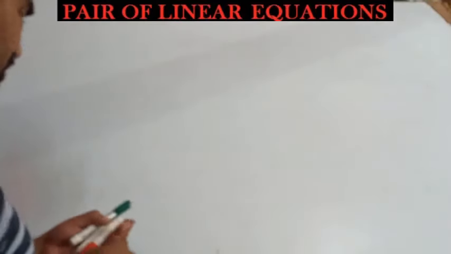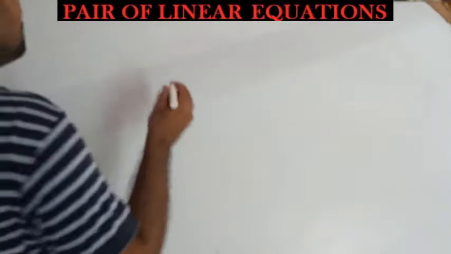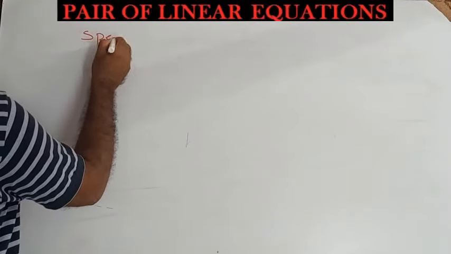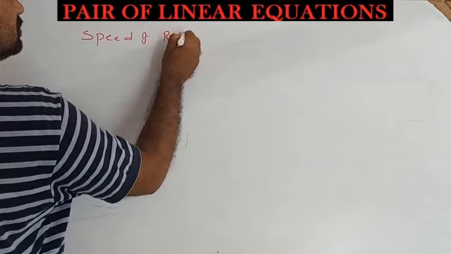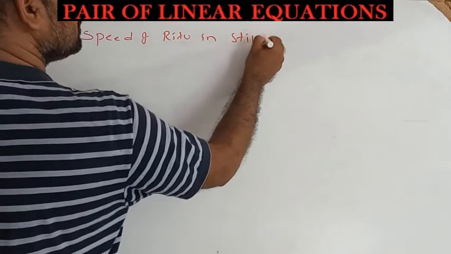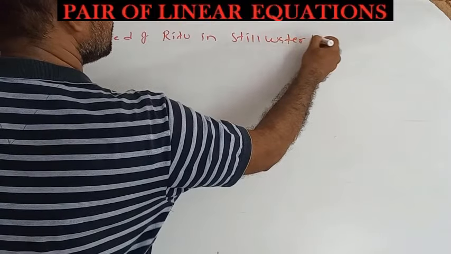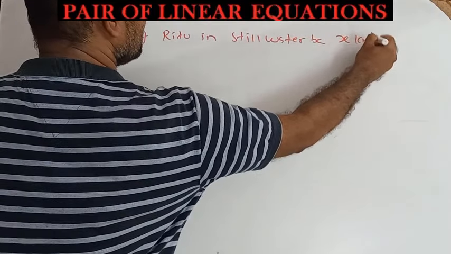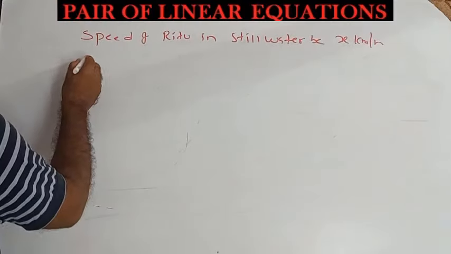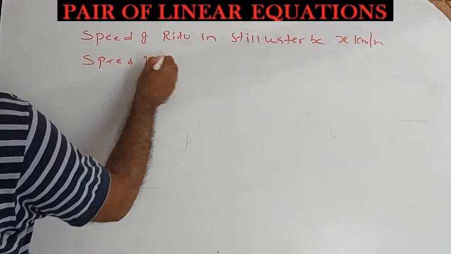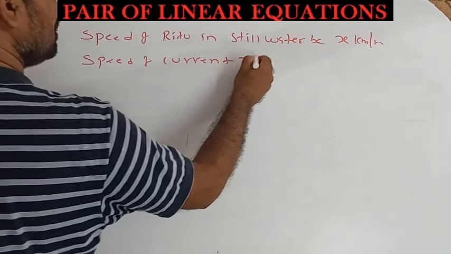Okay students, next problem, an interesting problem. Ritu can row 20 kilometers downstream in 2 hours and 4 kilometers upstream in 2 hours. Find her speed in still water and the speed of the current. Let the speed of Ritu in still water be x kilometers per hour. The speed of the current is y kilometers per hour.